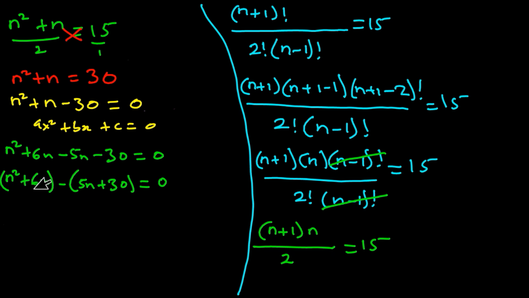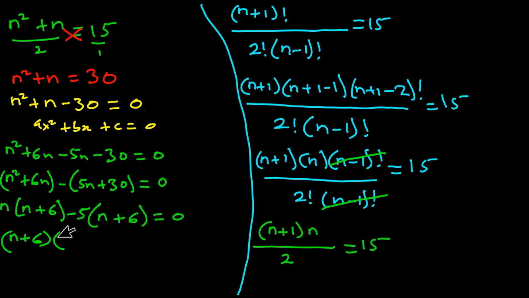Right, since n is here and then n is here as well, I can factor n out easily. So we have n into (n plus 6) over here. Right, since 5 can go into 30, I'll factor 5 out. Then we are left with (n plus 6). And this is equal to 0. Right, since we have (n plus 6) over here and then (n plus 6) over here as well, I can copy 1. So we have (n plus 6) into (n minus 5), and this is equal to 0.